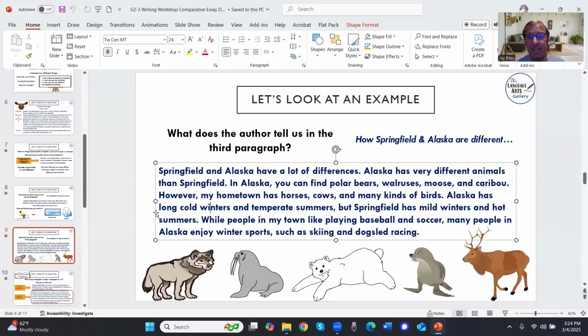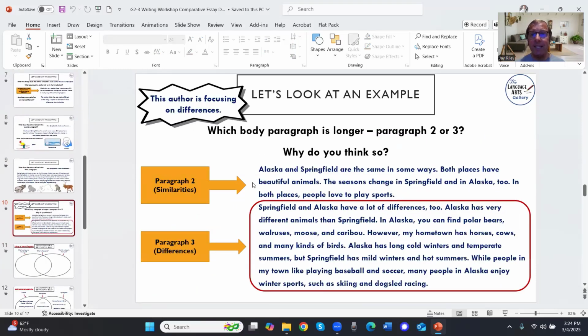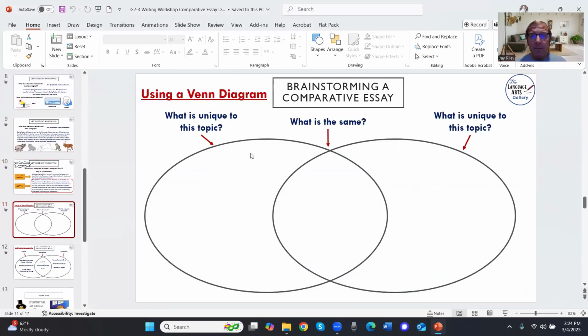While people in my town like playing baseball and soccer, many people in Alaska enjoy winter sports, such as skiing and dog sled racing. So when I look at this in context, I can see how much longer that second body paragraph is. And that's the paragraph that's focusing on differences. And that's what I want to see, because that student's thesis statement says that Alaska is more different than our hometown.